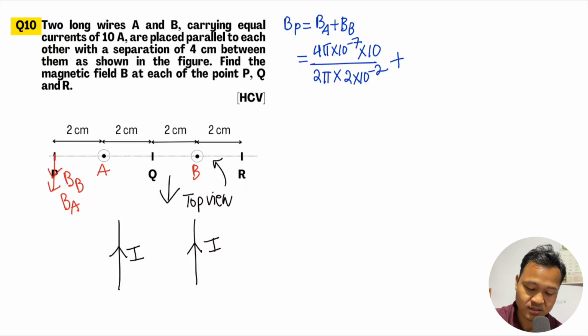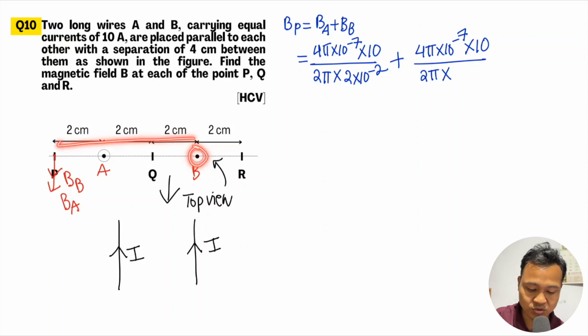Plus, again mu naught into I divided by 2 pi into D for the other wire. Here D is this whole distance, that means 6 centimeter, so 6 into 10 power minus 2. Now you solve this one. The 2, 2, 2 get cancelled out, so this is 3.